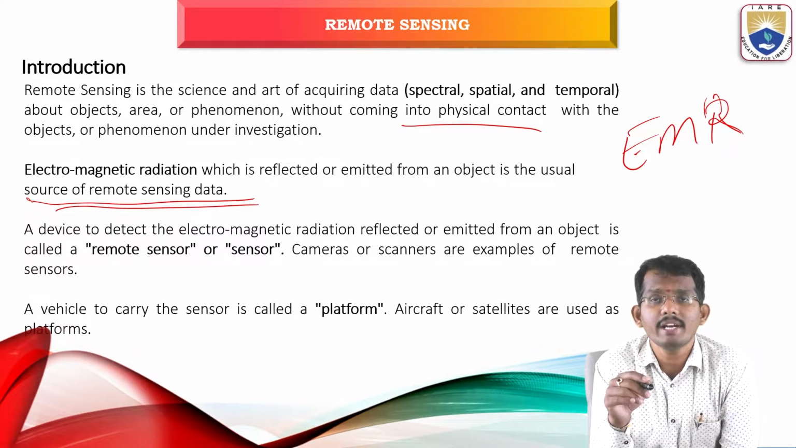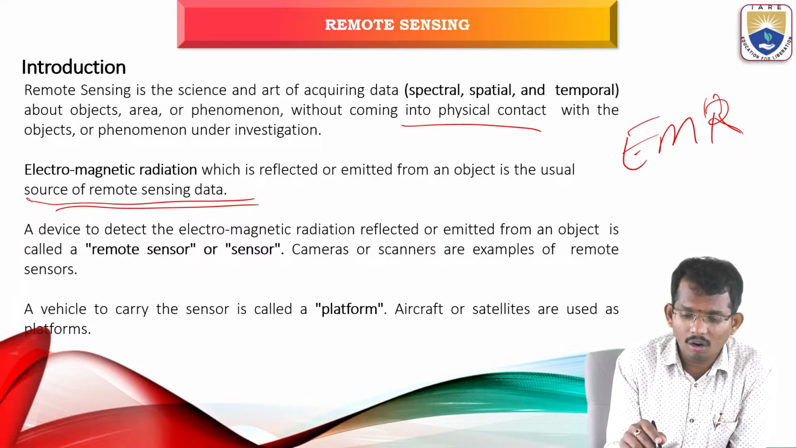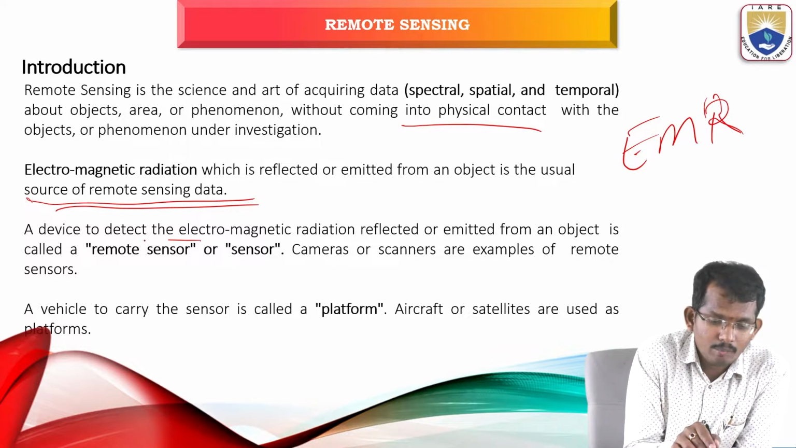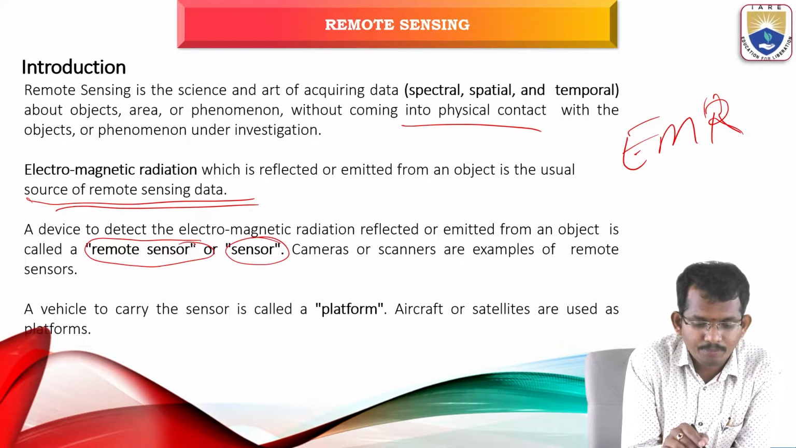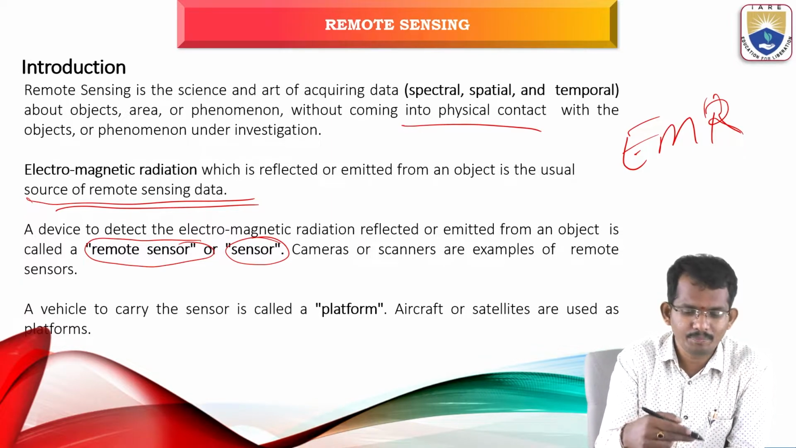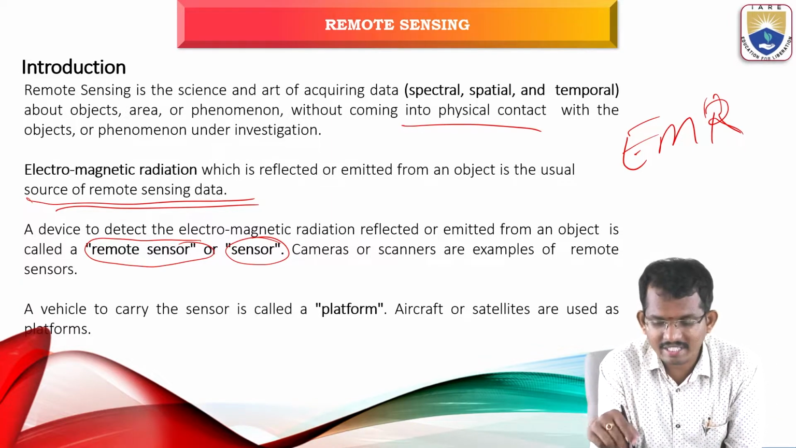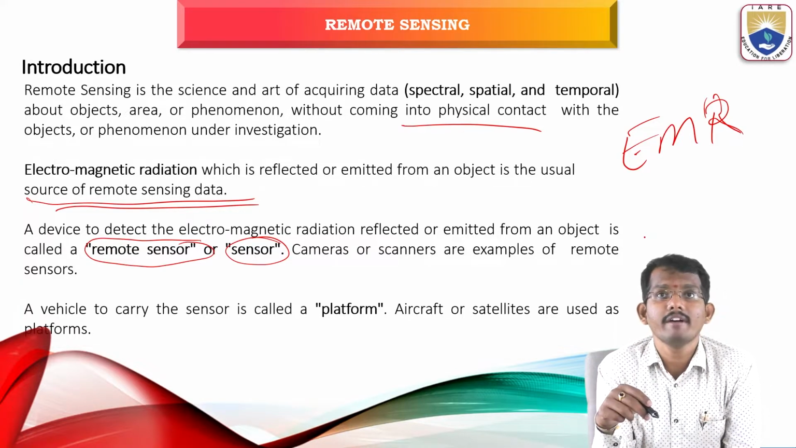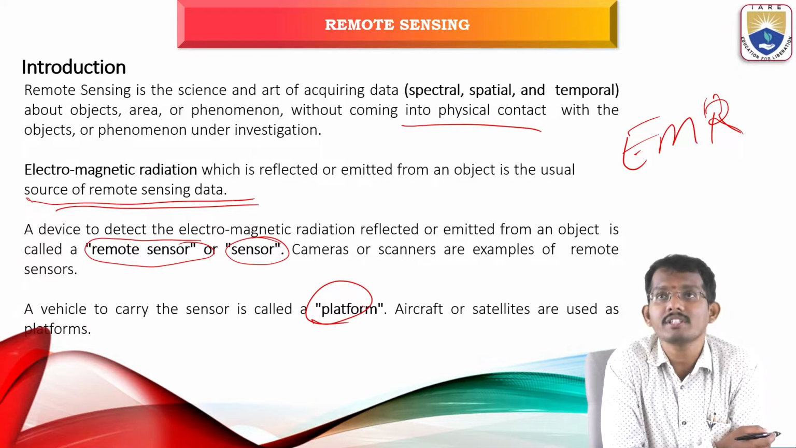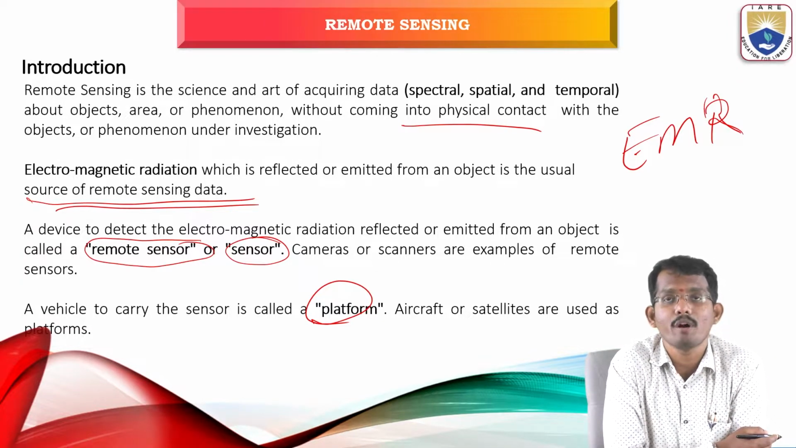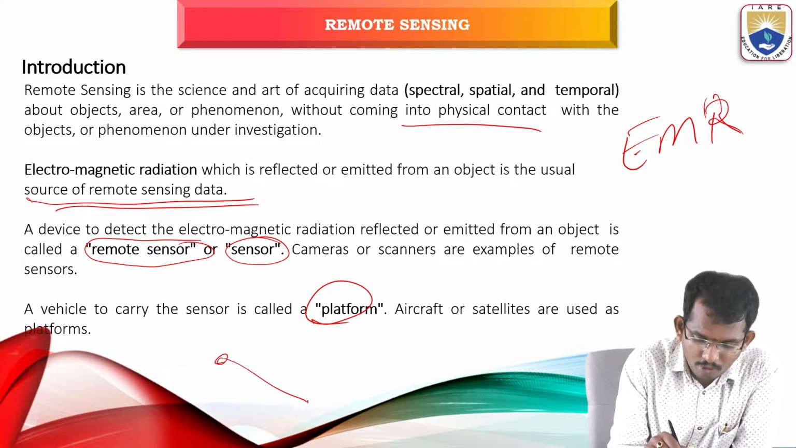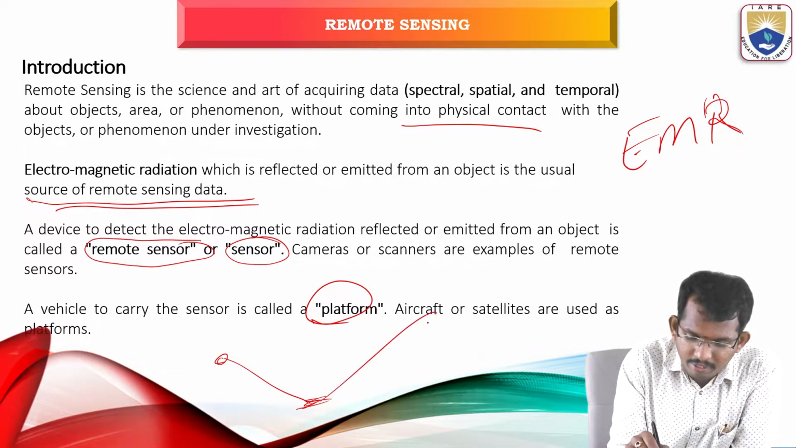A device to detect the electromagnetic radiation reflected or emitted from an object is called a remote sensor, or a sensor. I'll explain in the next slide. Just read this. Cameras are examples of remote sensors. A vehicle to carry the sensors is called a platform. Aircraft or satellites are used as platforms. So remote sensing means obtaining the information of an object from far away.